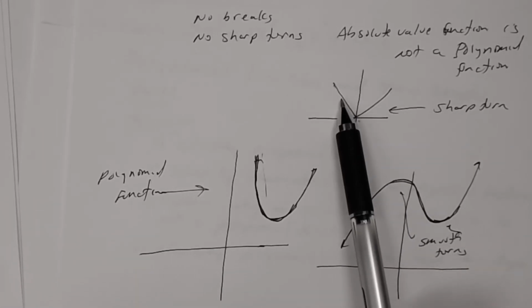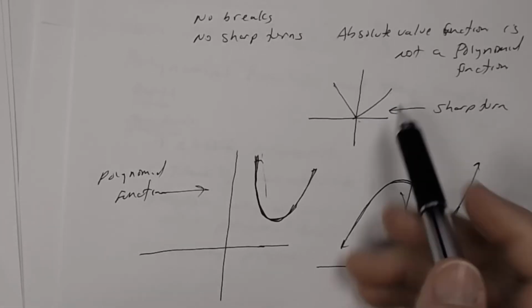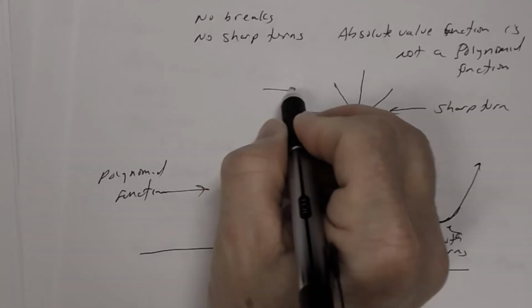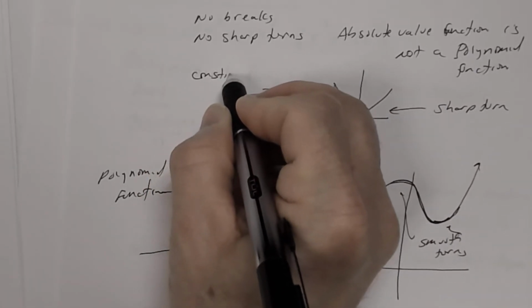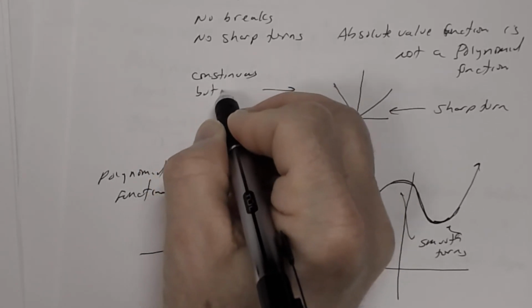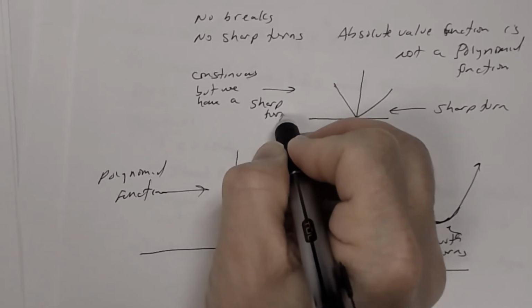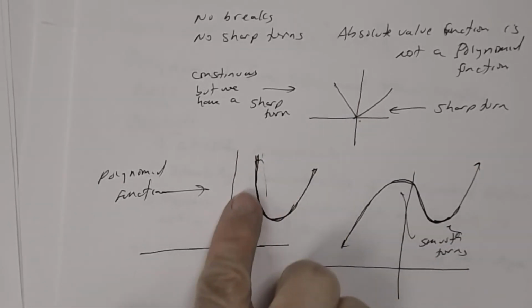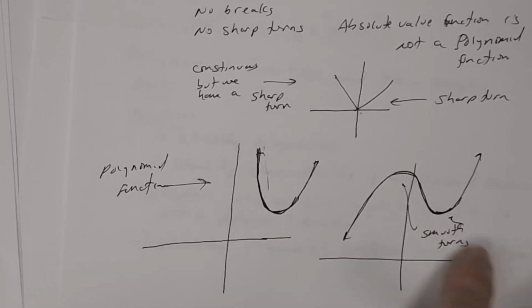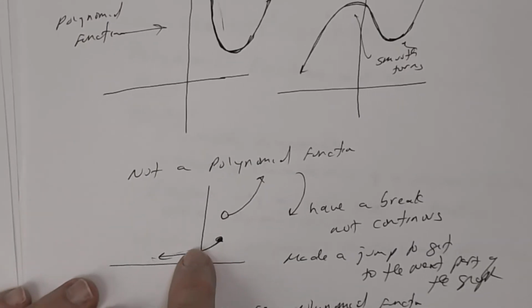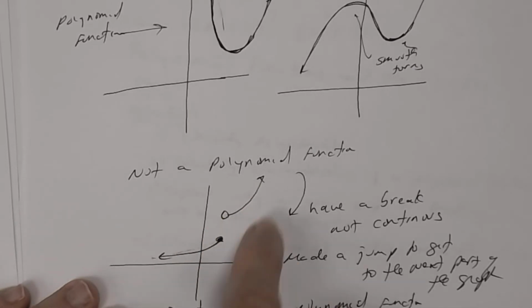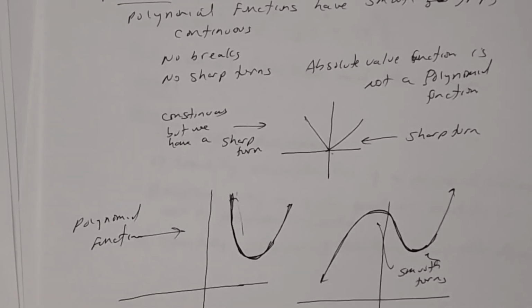Even though it's continuous, you see, this is continuous, right? Notice this is continuous, but we have a sharp turn. Okay, so that's important. This is continuous and our turns are smooth. The issue here is that I have this break. So I'm continuing up to this point, but then I have to jump to get to that part. Okay? All right, so that should help you for part one. And so that takes care of part one.